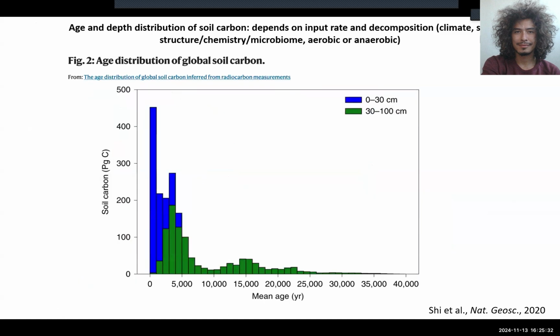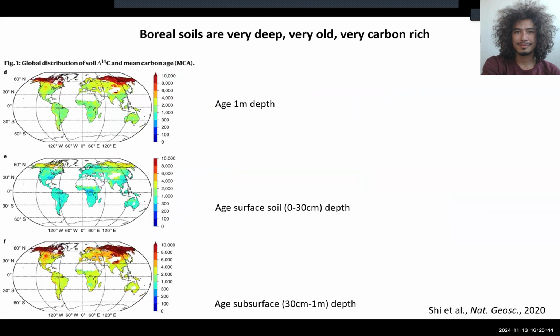And a lot of this carbon is very old. So it's sat there for a very long time because it's not easily disturbed. Some of it's 25, 30, 40,000 years old. And much of this very, very old carbon is in the global boreal region in the Arctic. And the reason it's very old and the reason it's up there is because it's very cold.